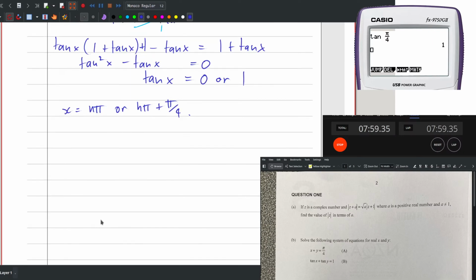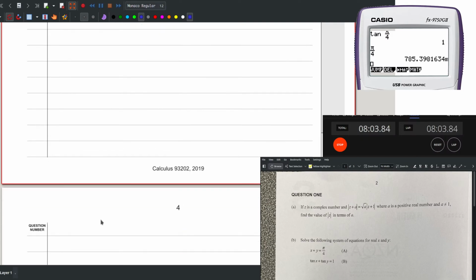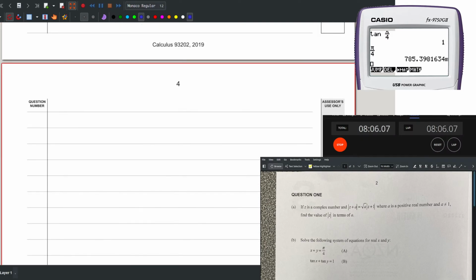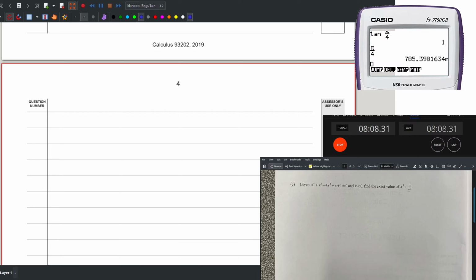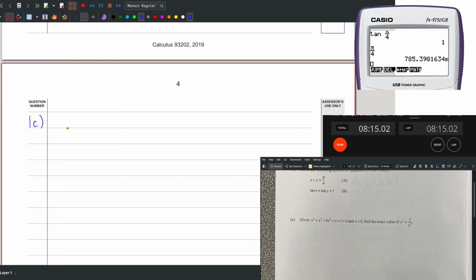Wait, and then pi on 4. Yeah, that matches what the graph gave us. So that should be right. Alright, let's move on to question C. Oh, what is this for 1C?